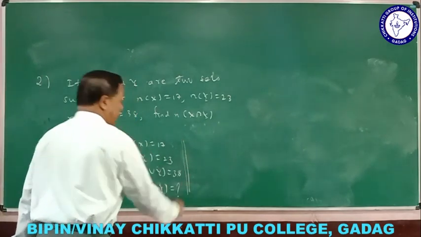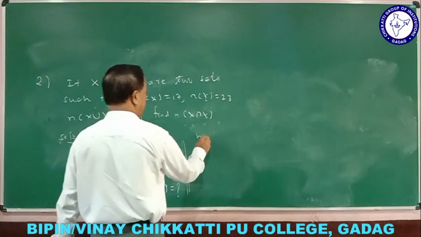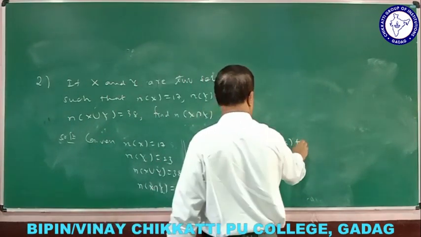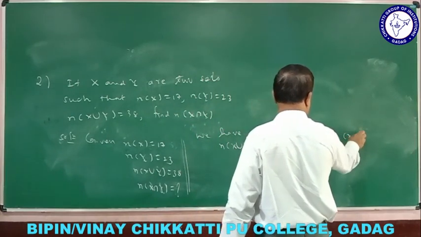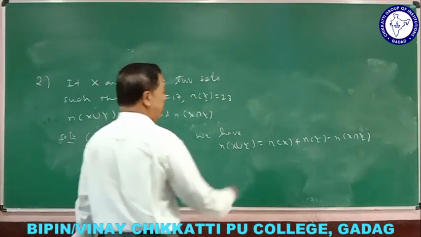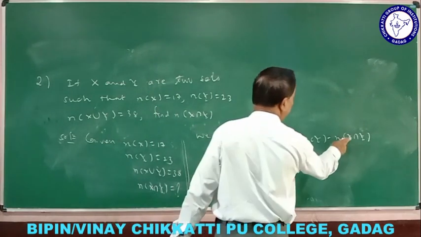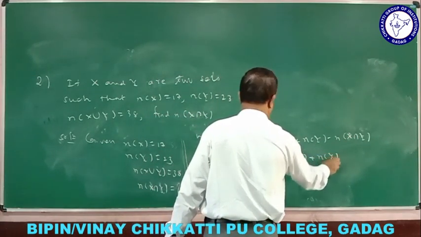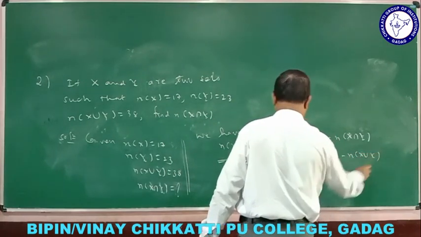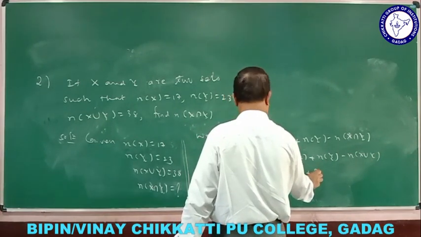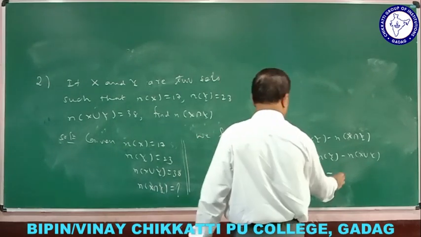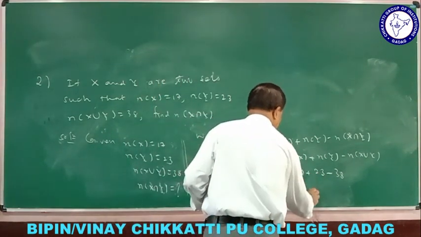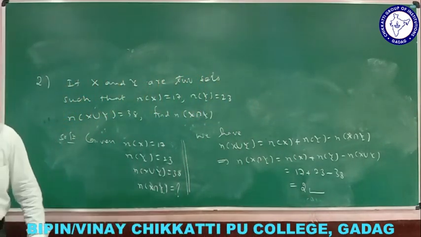These are the information given, and accordingly we have one formula that we have already derived: N of X union Y is equal to N of X plus N of Y minus N of X intersection Y. The question is X intersection Y, so you can rearrange the formula. N of X intersection Y is equal to N of X plus N of Y, and you send this side minus N of X union Y. N of X is 17, N of Y is 23, minus N of X union Y which is 38. So you add 17 plus 23 and subtract 38, and you will get the answer. This is the way to answer this question.